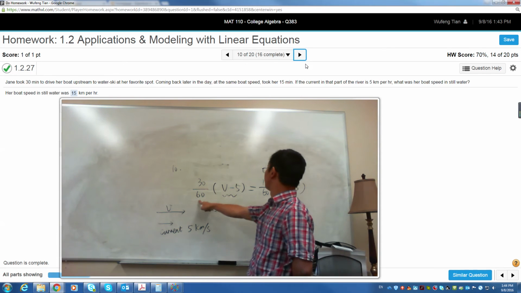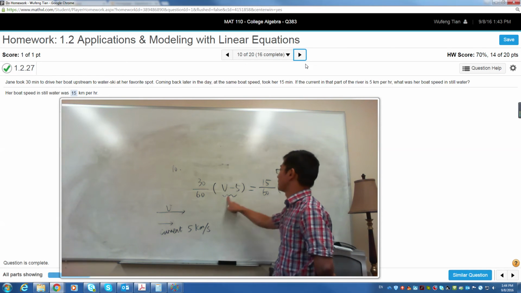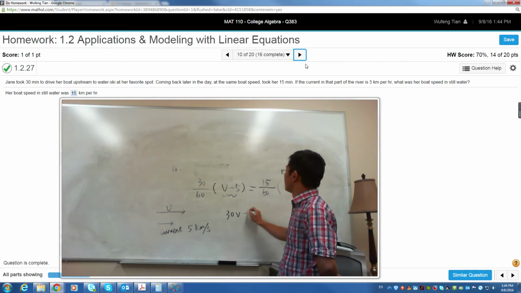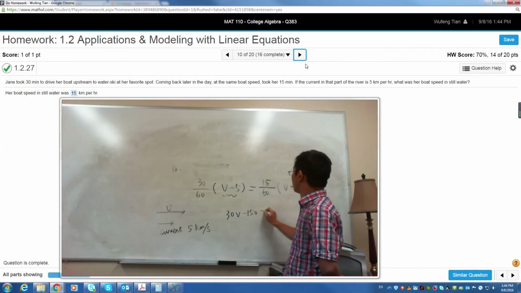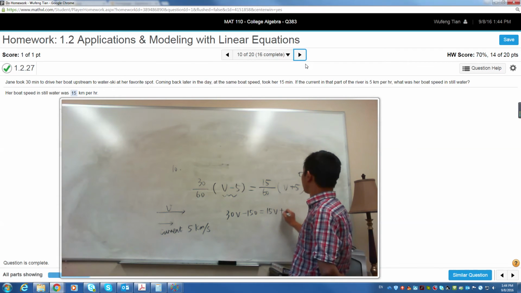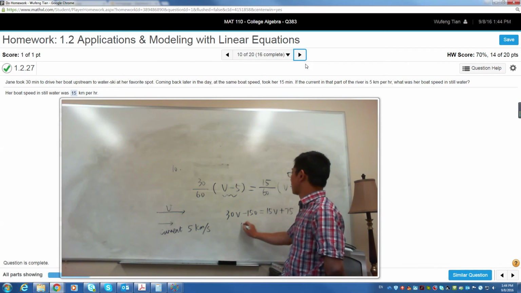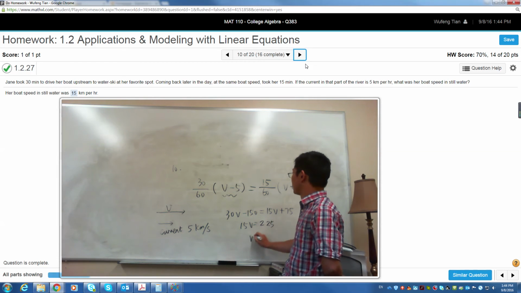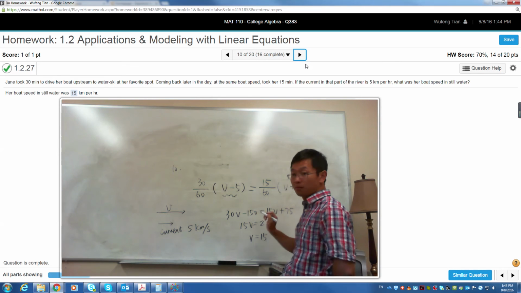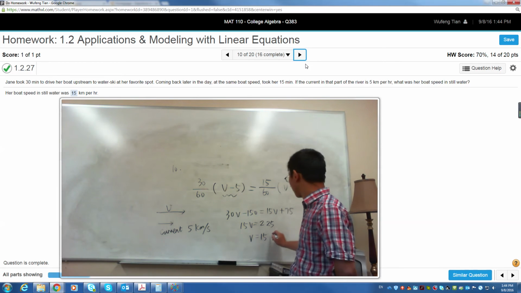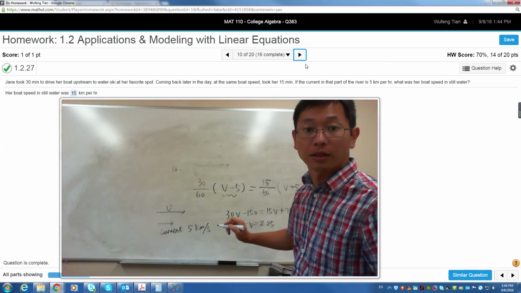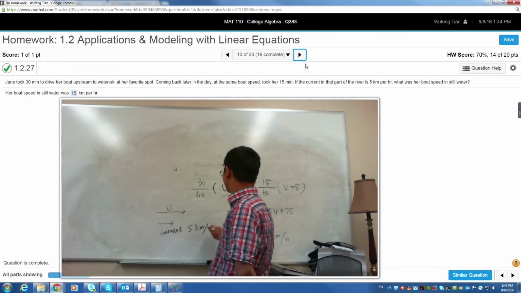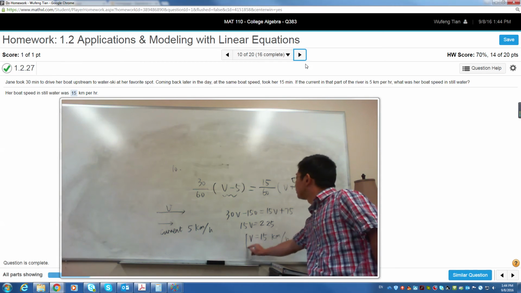60 can cancel it out. Okay. This time speed times speed. So 60 cancels out. You have 30V minus 150 equals 15V plus 75. Now subtract that. 15V equals 225, and then V equals 15 kilometers. Is it kilometers per hour? Yes. I need to do per hour. It's not that fast. Okay, that's it.